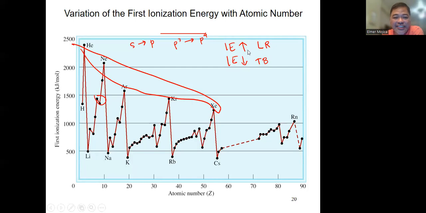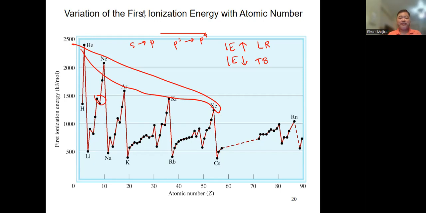Pwede ba natin i-relate yung ionization energy with atomic radius? Yes or no? The answer is yes. I don't know if it makes sense. The smaller your atom is, the more stable it is. So if you're going to remove an electron out of it, you're going to apply a lot of energy.